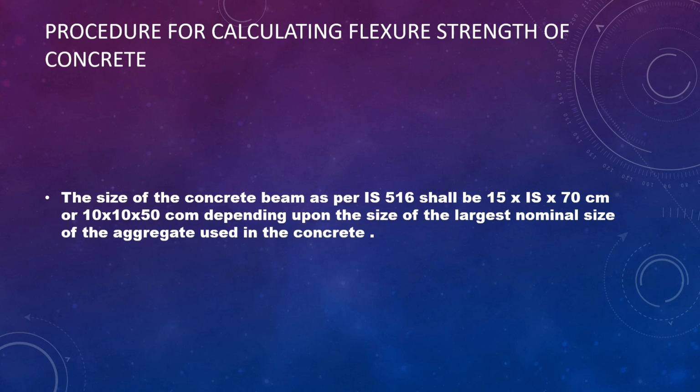As we have seen in calculating the compressive strength of the concrete, we cast cube molds of size 15 cm x 15 cm x 15 cm. Now here, for calculating the flexural strength of concrete, we are casting a concrete beam. As per IS 516, the size of the concrete beam shall be 15 cm x 15 cm x 70 cm long, or 10 cm x 10 cm x 50 cm long, depending upon the largest nominal size of the aggregate used in the concrete.